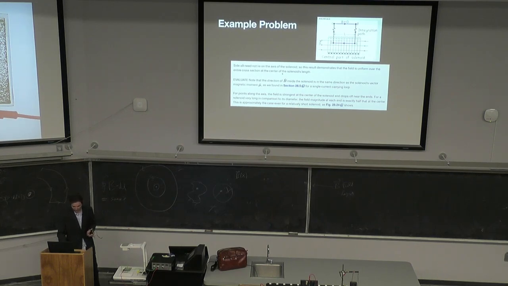It's a very interesting result. It's also interesting to note that that side does not have to be on the axis of the solenoid. So it demonstrates that the field is uniform over the entire cross section at the center of the solenoid's length. So we have this uniform B field at the center of the solenoid.